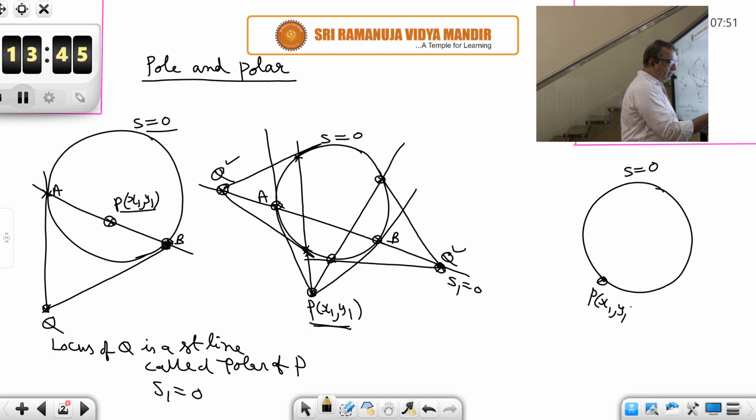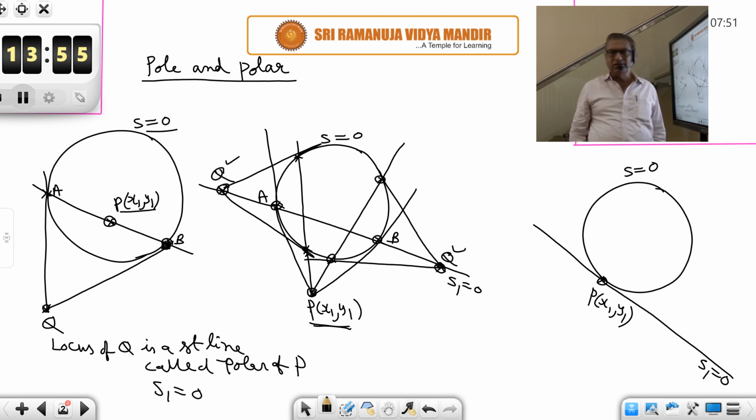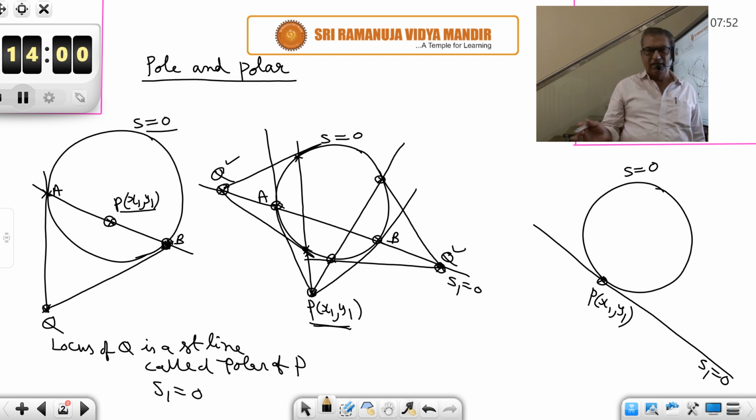If P(x1, y1) is on the circle, then what is the tangent at P? S1 is equal to 0. What is the polar of P? Polar of P is also S1 equal to 0. Whether the point is inside or outside anywhere, polar is always S1 equal to 0. So tangent is S1 equal to 0, polar of P is also S1 equal to 0, means what? Means the tangent itself is the polar. That is the meaning. How is the tangent itself the polar?